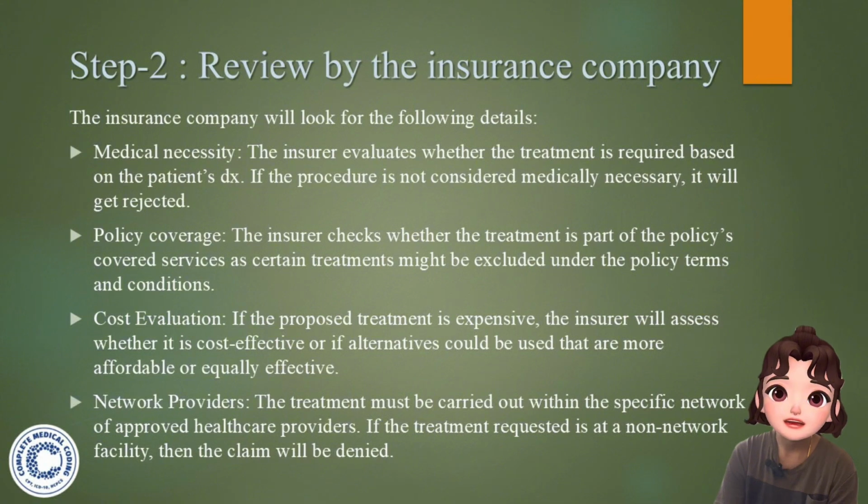The first one is medical necessity. The initial thing that they look at is the medical necessity. Whether the request that we submitted, or the services that we are going to give to the patient, for which we applied for the pre-auth, is medically necessary or not. So the insurer evaluates whether the treatment is required based on the patient's diagnosis. DX means diagnosis. If the procedure is not considered medically necessary, it will get rejected.